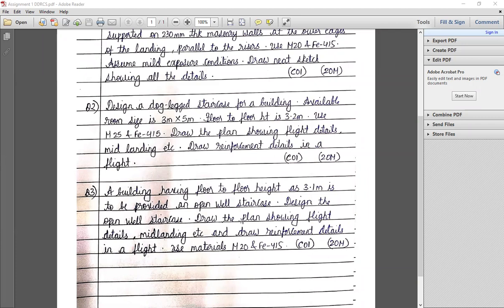The third question, a building having floor to floor height as 3.1 meter is to be provided. Okay, the third question is nothing but for open well staircase. So you have to design the open well staircase. Height दिया है, and I think that's it. Draw the plan showing the mid landing. Nothing is given to you. Okay, everything you have to plan in this. So only you have the floor to floor height with you. ठीक है, तो वेल डायमेंशन भी नहीं दिया है, ओपनिंग्स भी नहीं दिया है. So now what is the geometry you have considered?